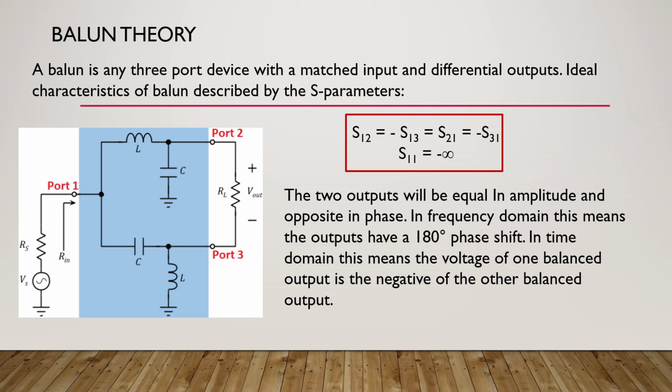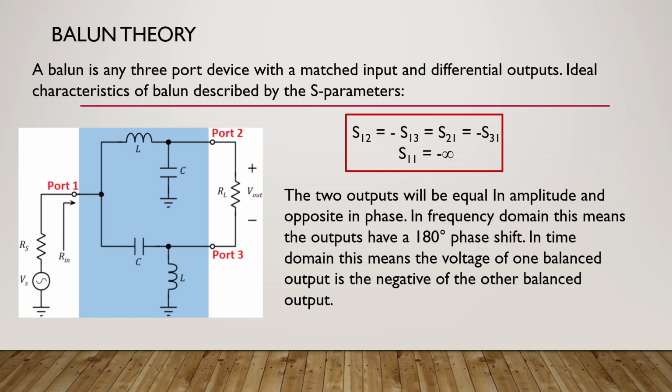A balun is any 3-port device with a matched input and differential output. This is an example of a balun circuit. We will be addressing port 1 as input and both port 2 and port 3 as the outputs. However, take note that a balun is a reciprocal device that can be used bidirectionally.